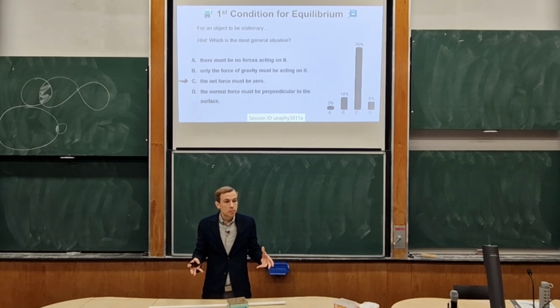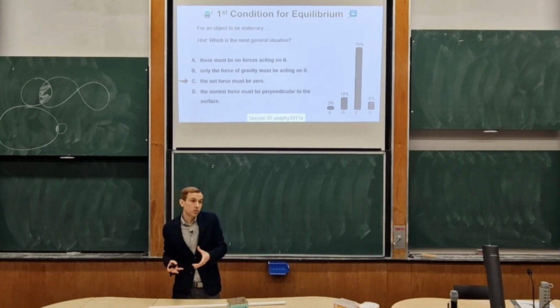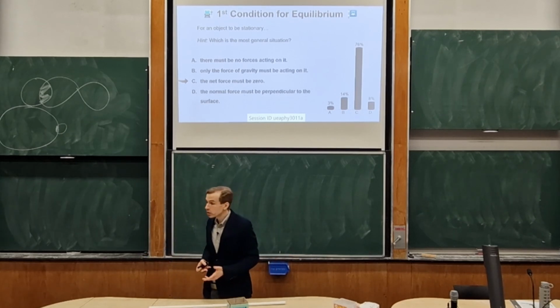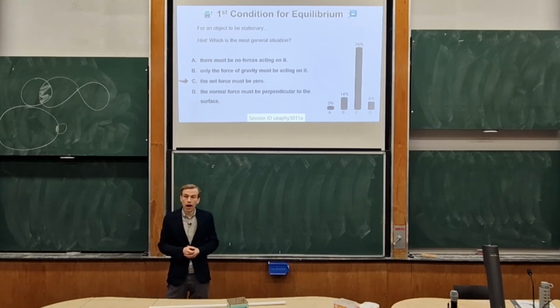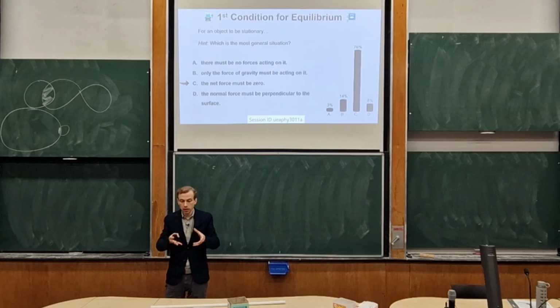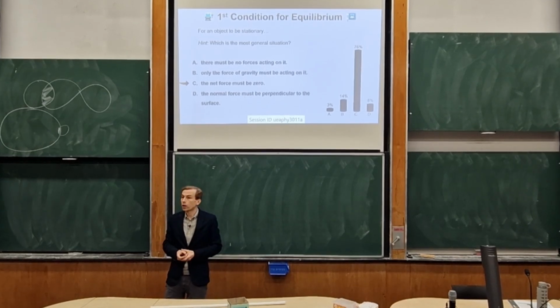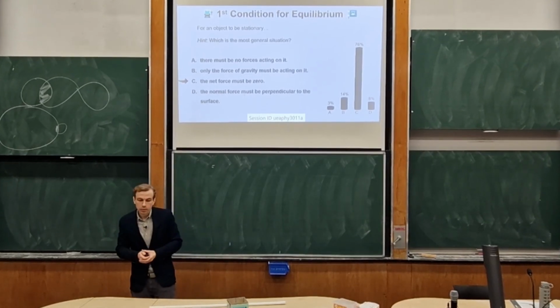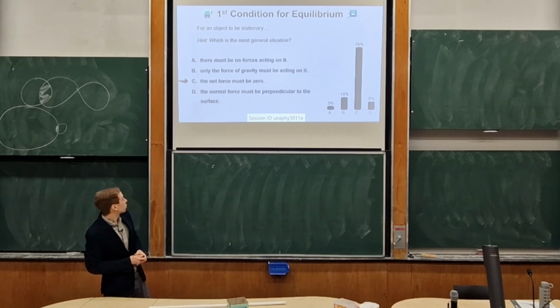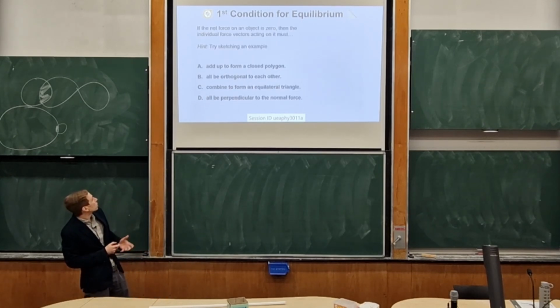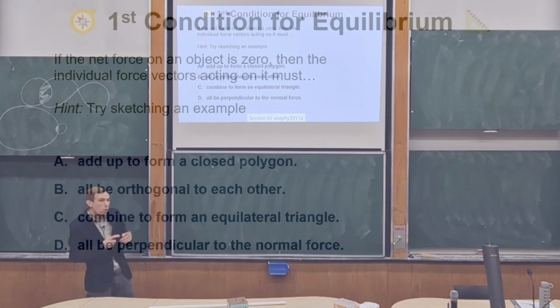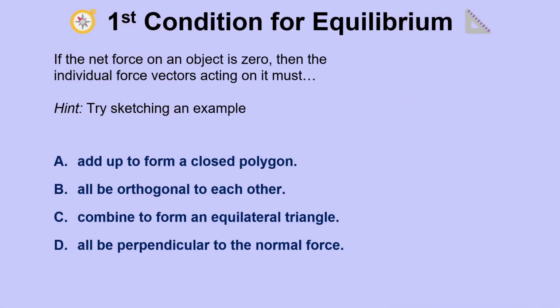Sometimes maybe we just have one force acting on something, maybe we have multiple forces. But there's a really interesting phenomenon that happens when something is in what we call equilibrium. There's a really interesting thing we can say about the forces acting on it. Suppose the net force on something is zero. What can we say about the individual force vectors acting on the object?